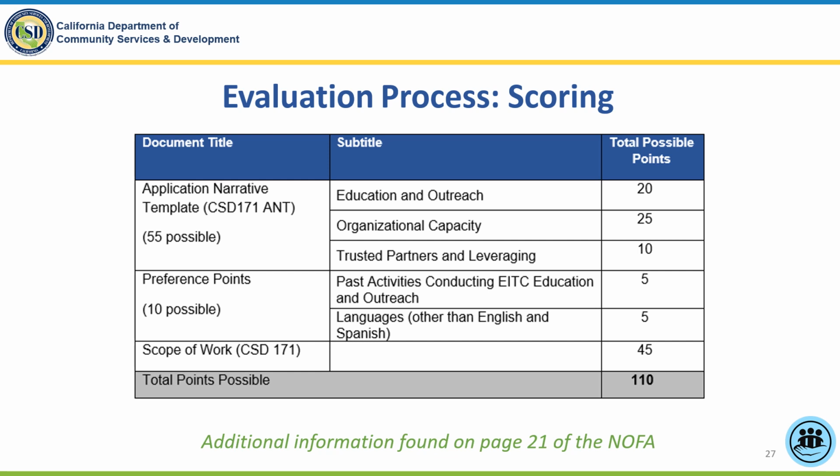Let's move on now to the evaluation process. The documents listed in the table shown will be reviewed and scored by an evaluation team. Scoring criteria is designed to assess the quality of the proposed project and to determine the likelihood of success. The application narrative template is worth a total of 55 points, with an additional 10 preference points available, and the scope of work is worth a total of 45 points.